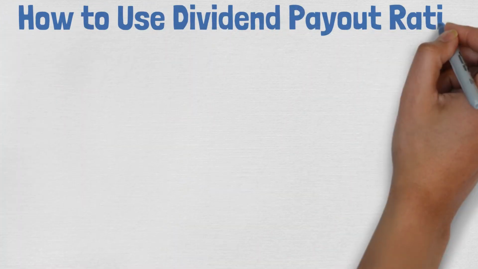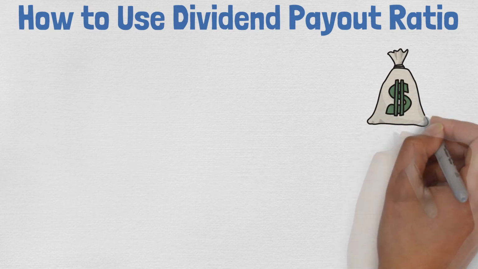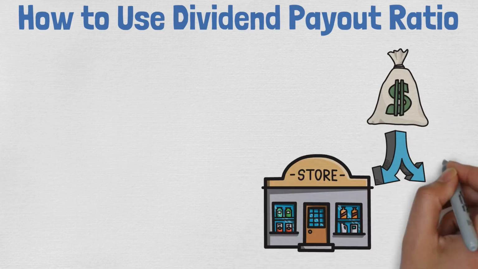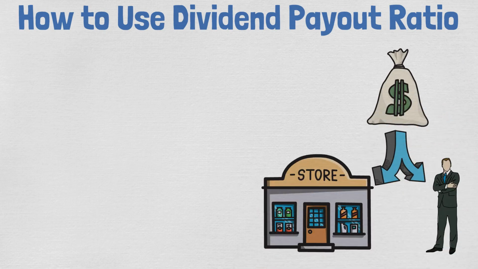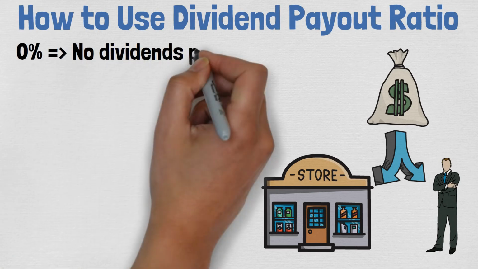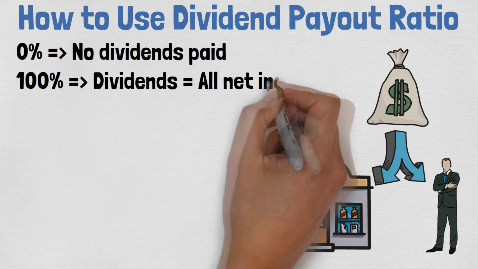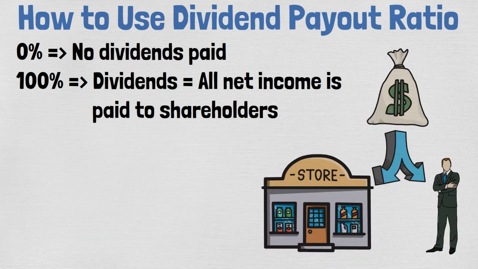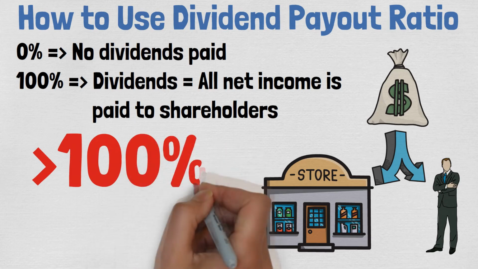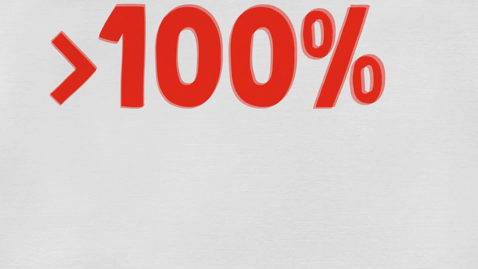So what does the dividend payout ratio tell us? As mentioned earlier, it shows how much money the company is keeping to itself and how much it is giving to the shareholders. If the payout ratio is 0%, it means that the company is not paying dividends at all, and if the payout ratio is 100%, it means that the company is not keeping any of the profits to itself.